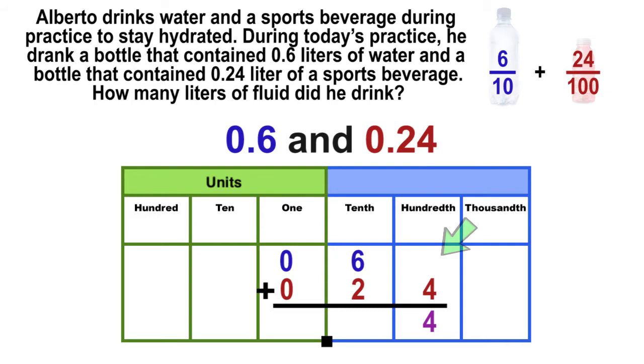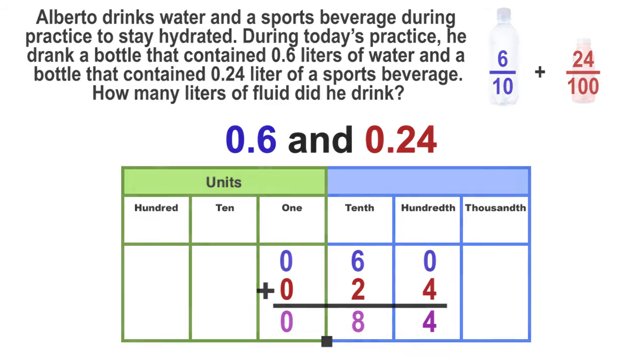Some students may choose to write a 0 in the hundredths column for the first add-in in order to align the digits properly. It is okay to write a 0 in the hundredths column for 6/10 because 6/10 is the same as 60/100. The next digits to add are the tenths column. 6/10 plus 2/10 equals 8/10. Write the decimal and then the ones column. 0 ones plus 0 ones is 0 ones. The answer is 84/100 of a liter.